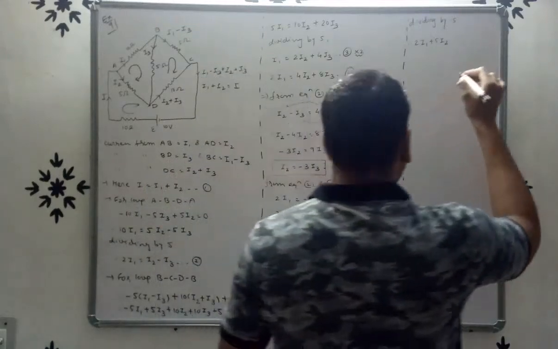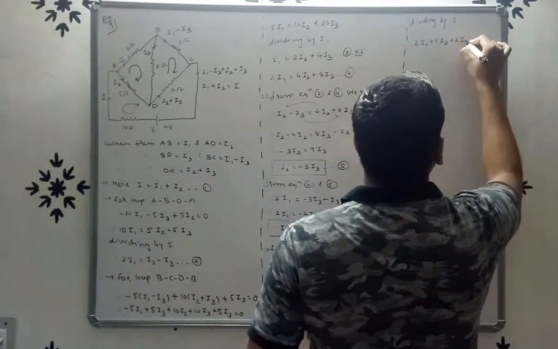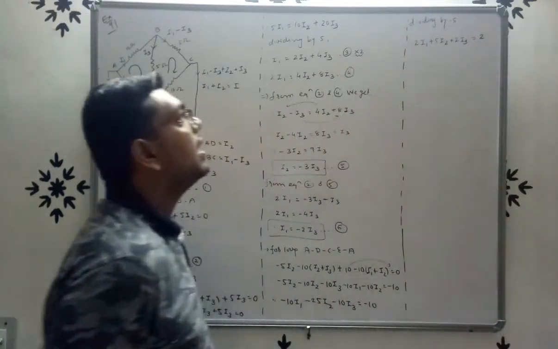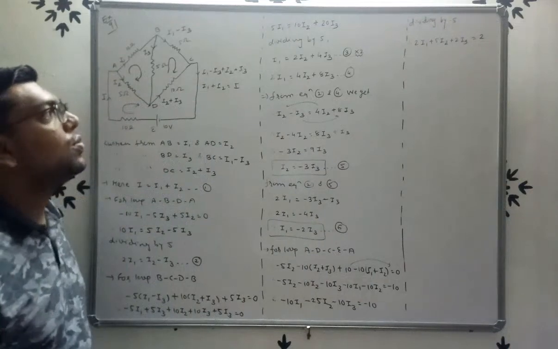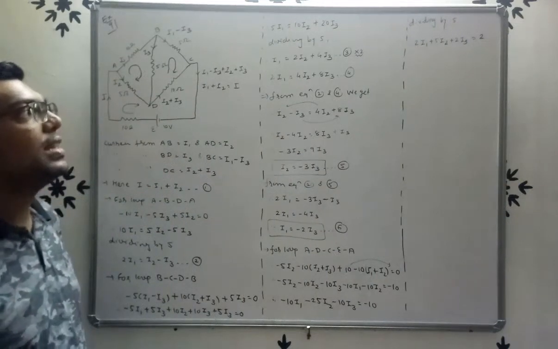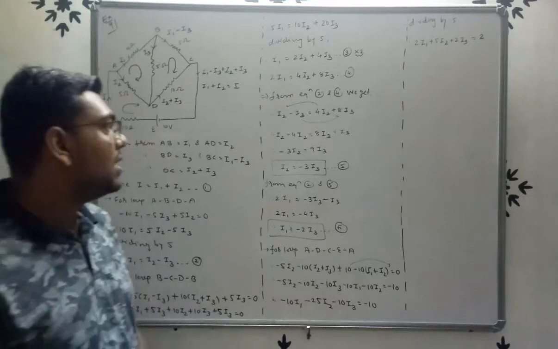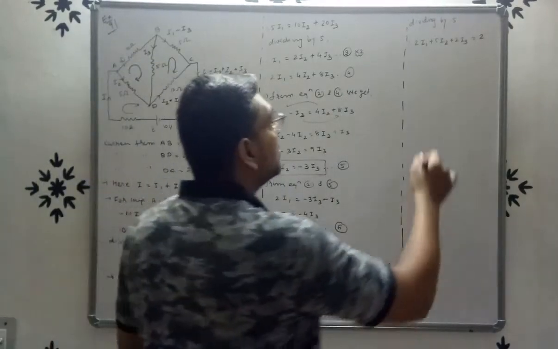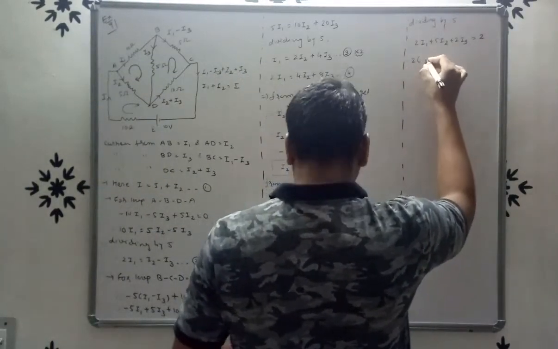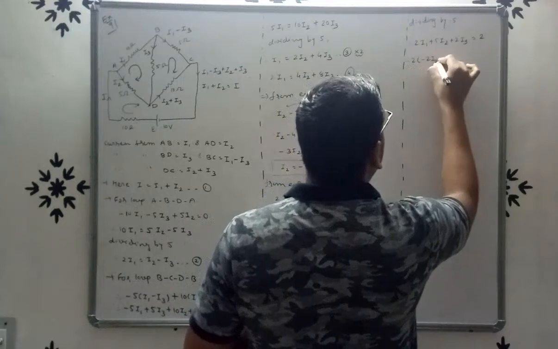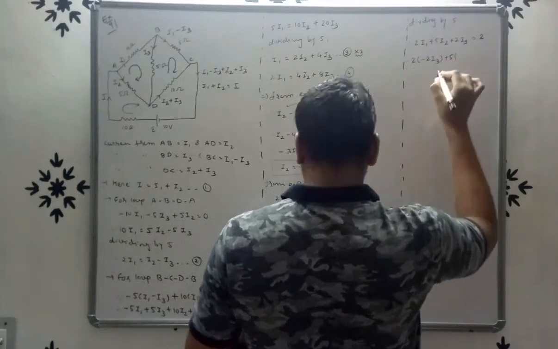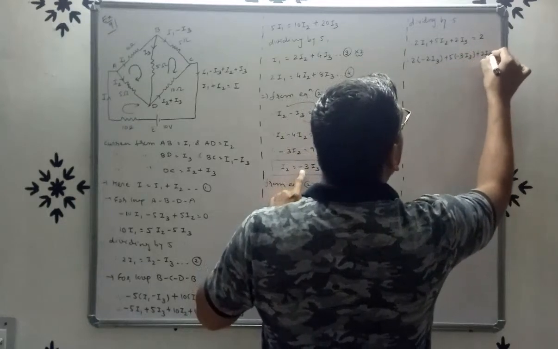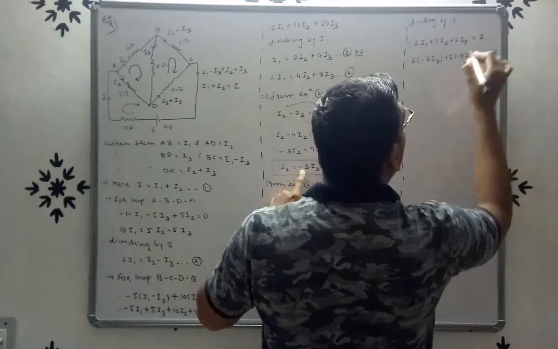Minus 10 upon minus 5, that is plus 2I3 is equals to minus 10 upon minus 5, that is 2. Right? So the equation is 2I1 plus 5I2 plus 2I3 is equals to 2. But we know that I1 is equals to minus 2I3 and I2 is minus 3I3. So 2 as it is, value of I1 minus 2I3, plus 5 into value of I2 minus 3I3, plus 2I3 is equals to 2, right?